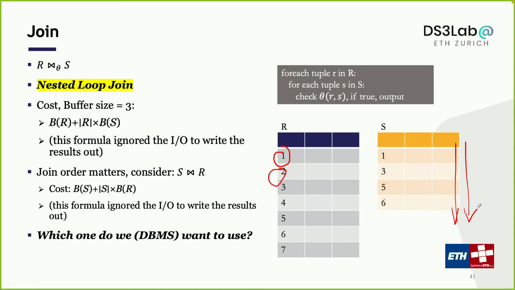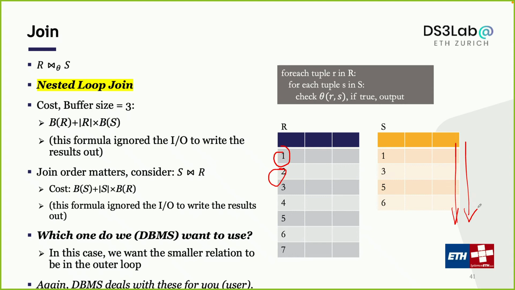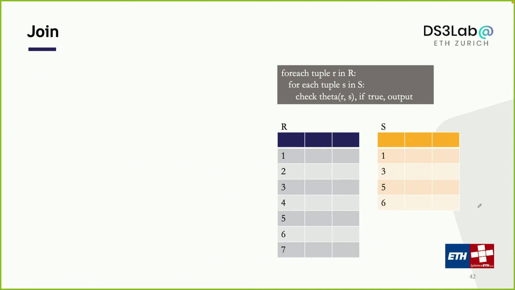That's a very simple thing to say. Essentially, you want to put the smaller relation in the outer loop when you only have a 3-page buffer. Which one is better depends on how big your buffer is, to be honest. But if you have a 3-page buffer, essentially you want to put the smaller relation in the outer loop. Makes sense, right? So again, all those decisions will be made by the database automatically for you.